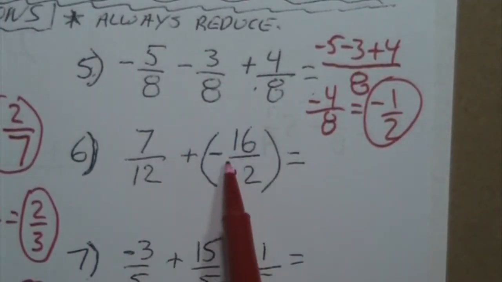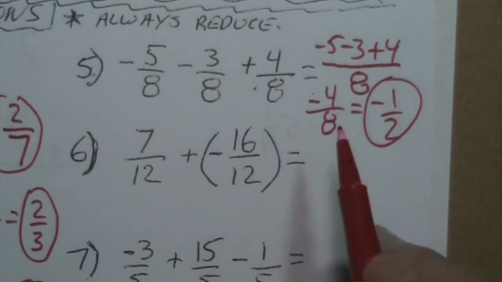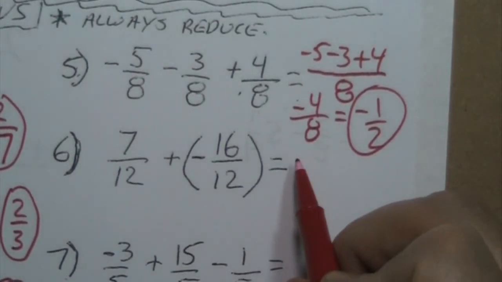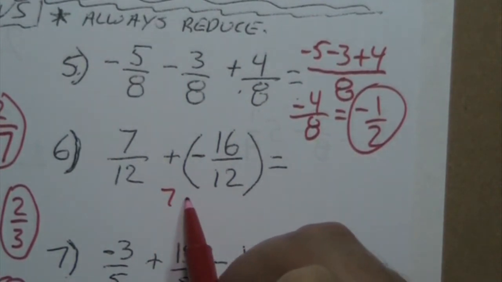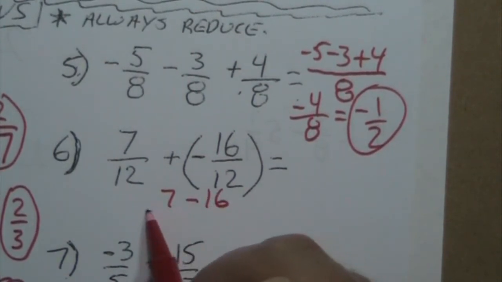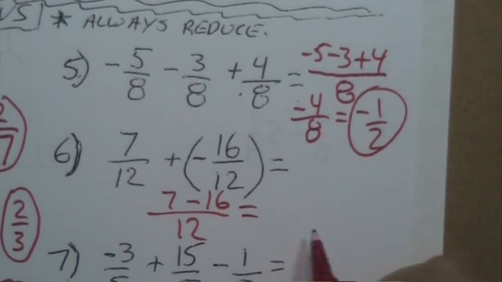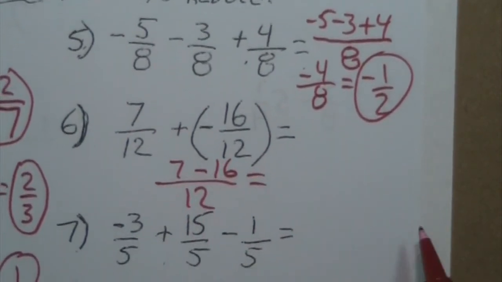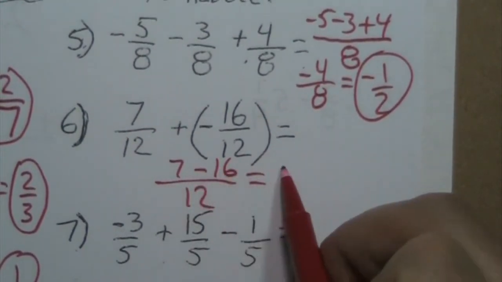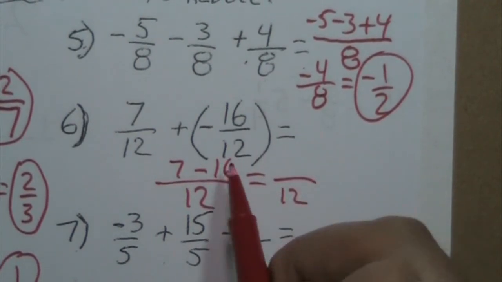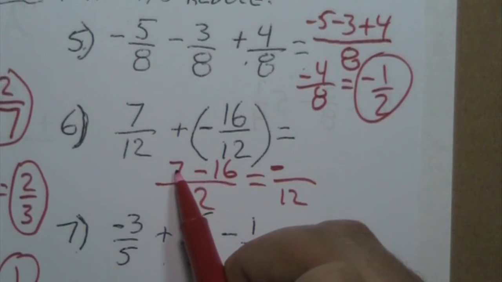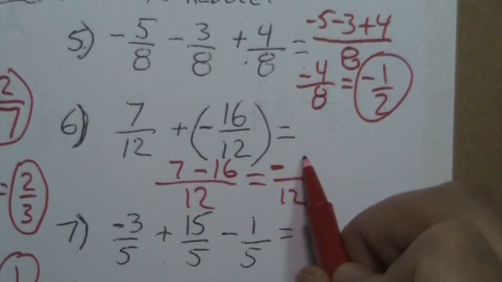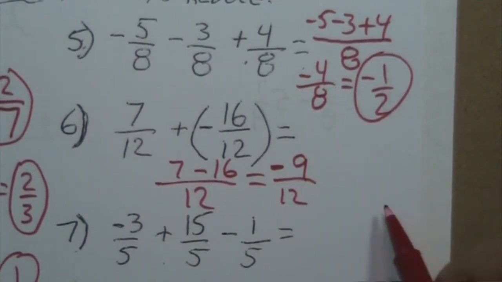Okay, the next one, we have 7 and negative 16. So I think I'll write right here. So 7 and negative 16, or 7 minus 16. And let's see, 7 minus, okay, so there's more negative. You know the answer is negative. 16 take away 7 is 9. So 9 twelfths.